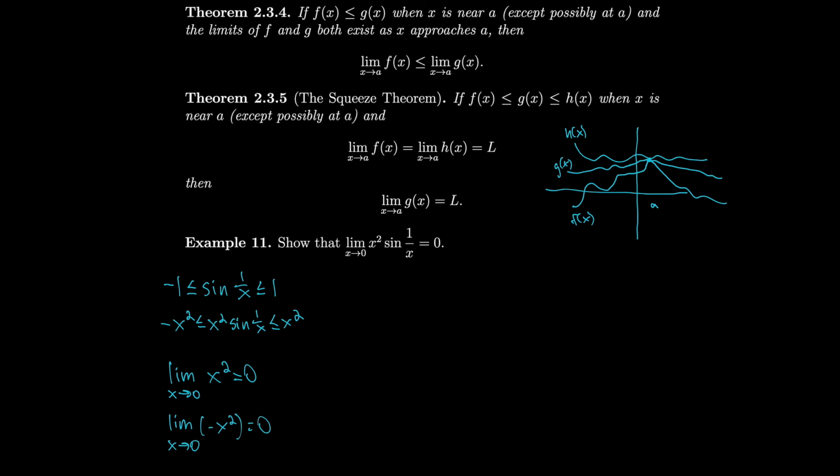Okay, so wonderful. Since the limit on the left, that f function, is equal to the h function limit on the right, the function squeezed in the middle, g, must also have a limit that matches them. So the limit of x squared sine 1 over x must be equal to 0 by the squeeze theorem.